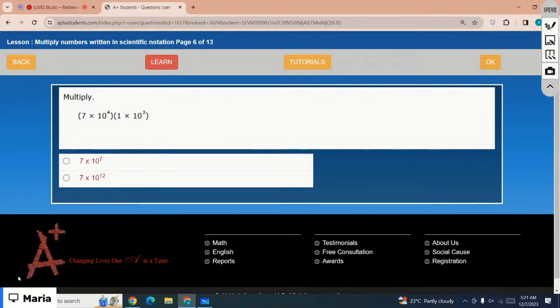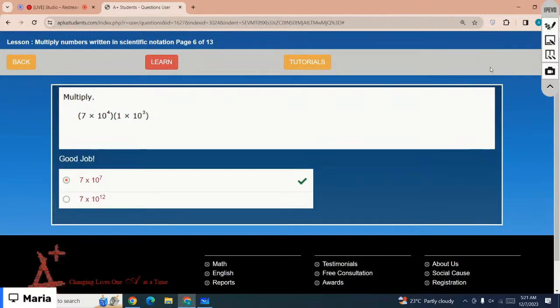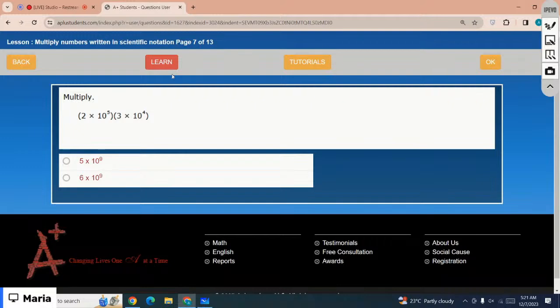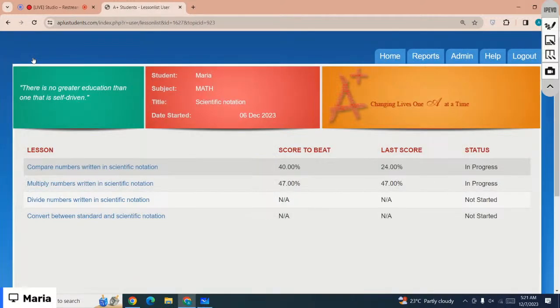Yes, that is 7 times 10 exponent 7, option number 1 is the correct option, right? Okay, you can complete the lesson by yourself later today. Let's just move on to the next lesson. And the next lesson is divide numbers, right? We are done with multiplication.